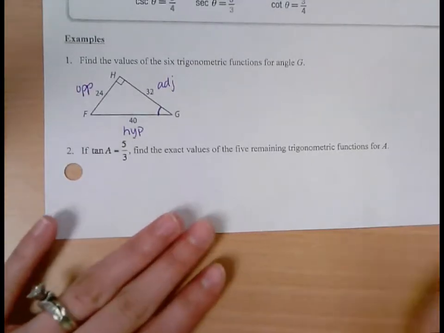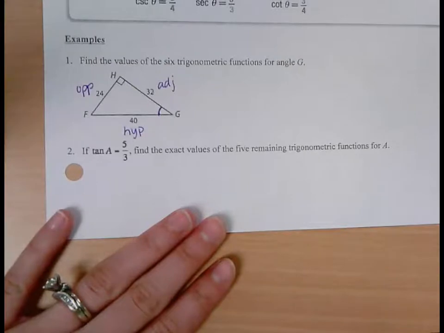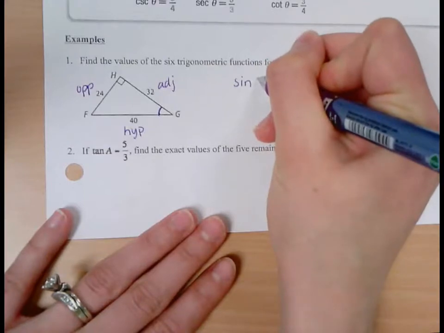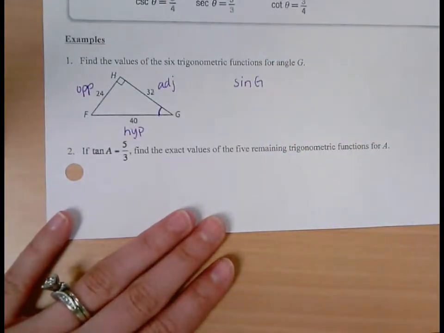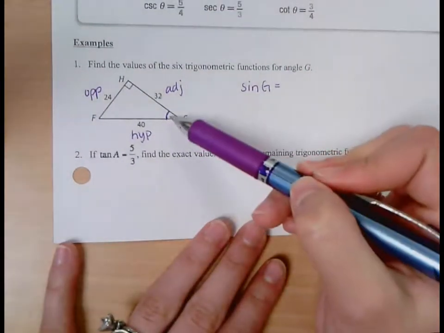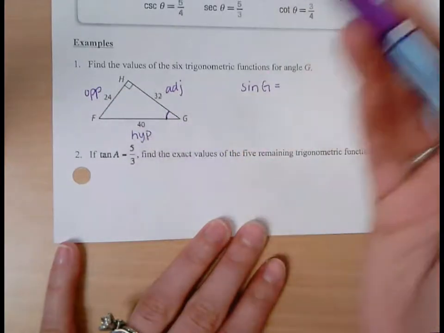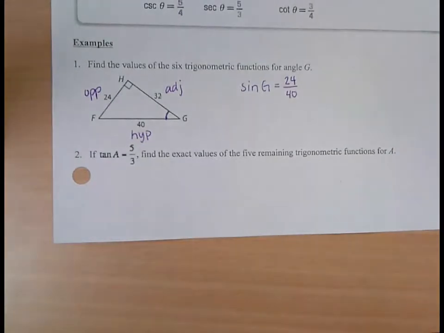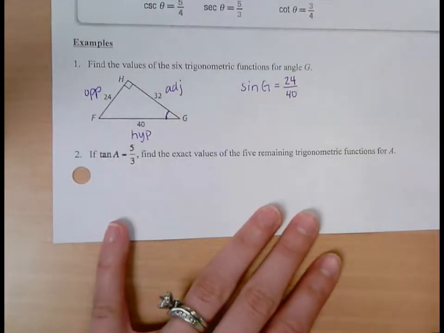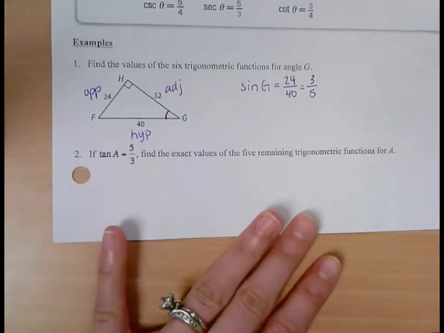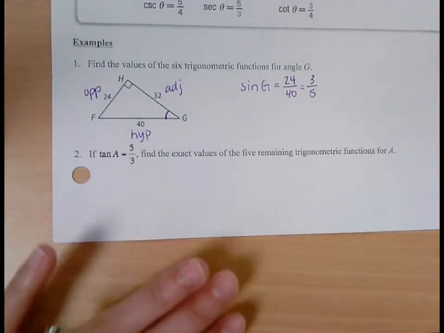So I'm going to find sine, cosine, and tangent of angle G first. If I'm finding sine of G, I would write it this way, S-I-N with a G after it. That ratio is the opposite leg over the hypotenuse, so 24 over 40. Leave it as a fraction, but as always, all fractions should be simplified. So I can divide 24 and 40 both by 8. That would be 3 over 5. Sine of G is 3 over 5.